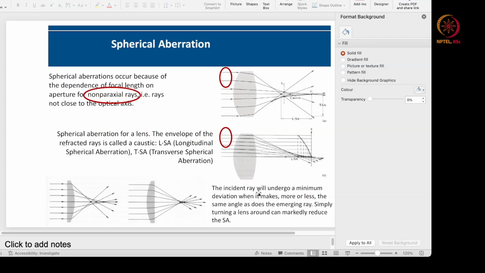So the incident ray will undergo minimum deviation when it makes more or less the same angle as the emerging ray does. Okay, simply turning a lens around can markedly reduce the spherical aberration. So this is spherical aberration. In other words, it is nothing but the inability of the lens to focus at the same point the non-axis or off-axis rays, which are non-paraxial rays, essentially.